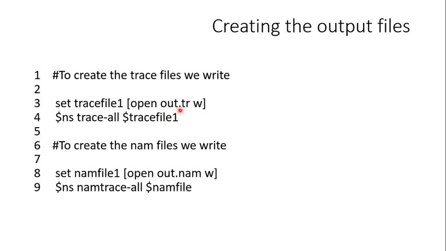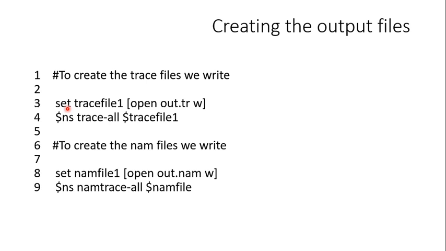Remember the out.tr and out.nam, even though they are considered to be output files, these cannot be called by your NS2 directly with these names. It cannot be called as out.tr and out.nam for the NS2. It is for the users. But how can your NS2 point to these out.tr and out.nam? By using the pointer variables, which are nam file, trace file 1 and nam file 1.